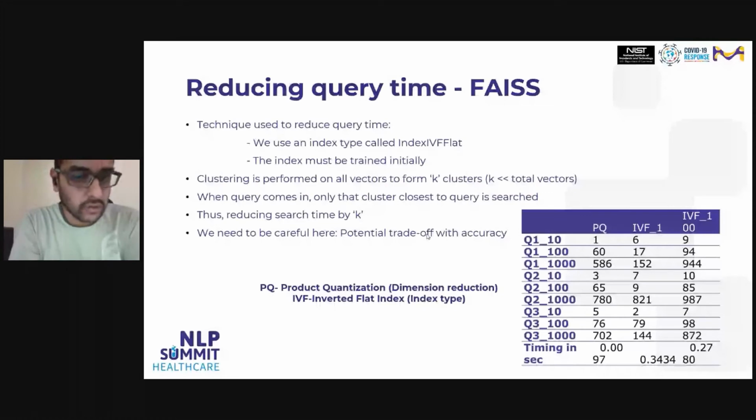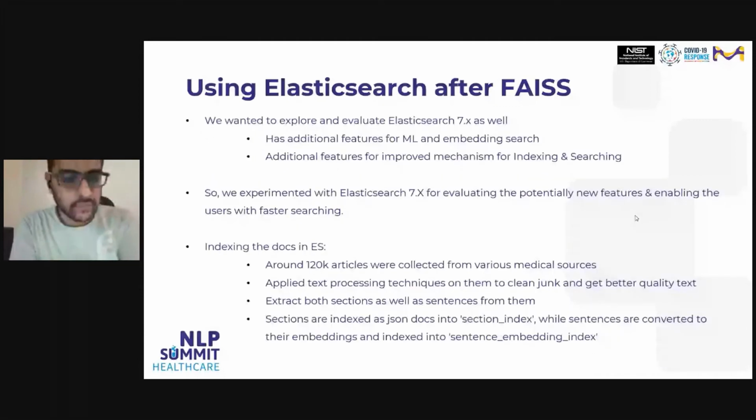So fundamentally, we indexed the documents in Elasticsearch in such a way that we had, of course, 120K articles from various medical sources. We applied some pre-processing to ensure that we don't have any junk or bad quality data, and we get the quality improved for the text. And then we extract sections as well as sentences from the documents.